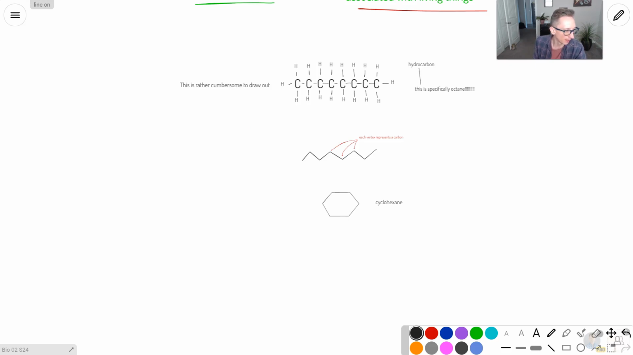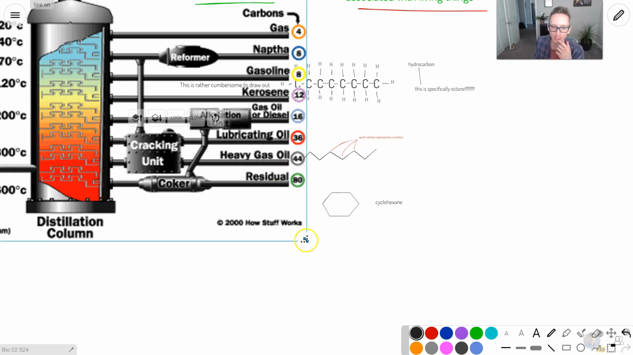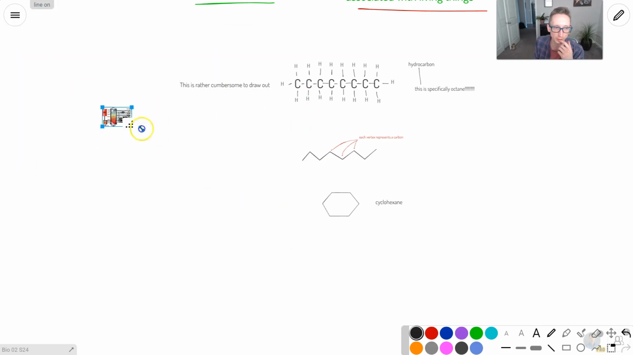I'm just going to give you a couple things, and then we'll wrap it up here. I want to give you this little thing because I think it's kind of cool. Hydrocarbons can come in all different sizes and shapes and lengths, and they're very useful.